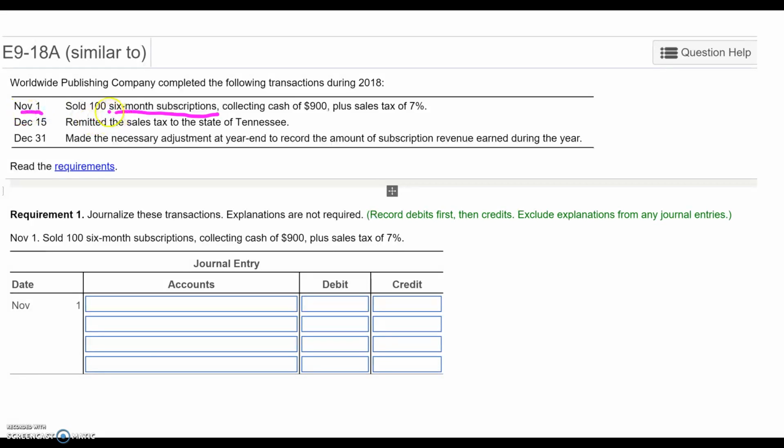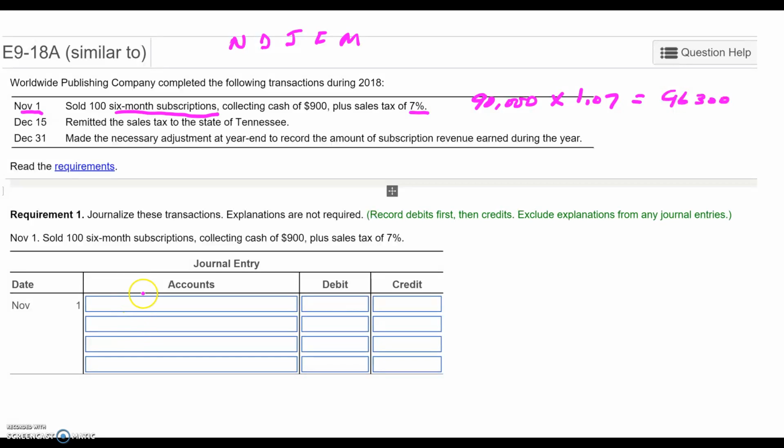Okay, so we sold 10 6-month subscriptions plus a sales tax of 7%. So take a second and do a little calculation and find out what our gross amount of cash collected was. And then we'll figure out the entries in a second after that. So I'll be back. Okay, back to you. $96,300 is the total amount.